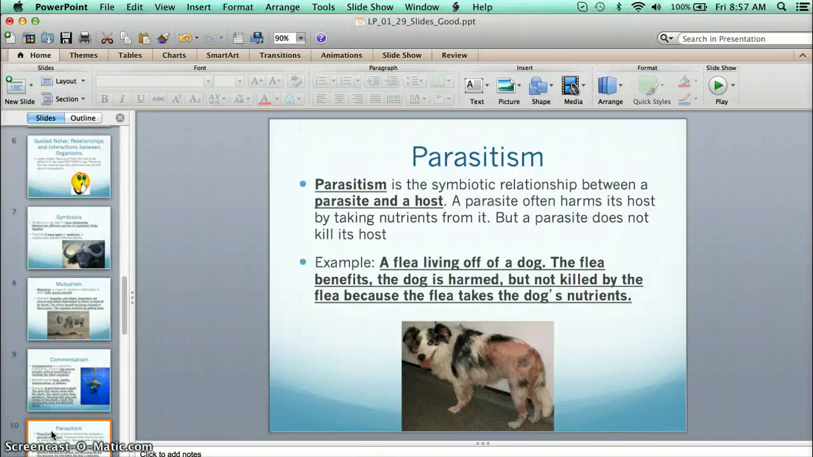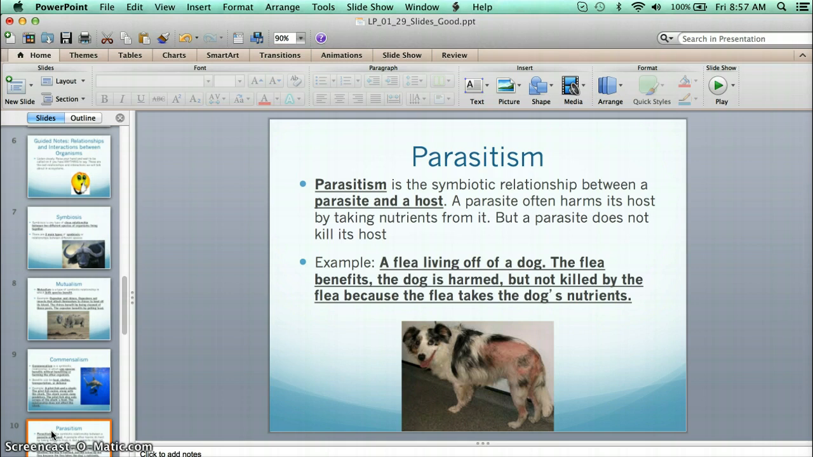So let's take this example in this awful picture right here of the dog. Okay, a flea. A flea is a type of parasite. A flea attaches itself to the dog. You often hear about flea sprays and medicines that dogs can take to avoid fleas attaching themselves to the dogs. But let's say the flea does attach itself to the dog. It lives off the dog. The flea benefits for sure, and the dog is definitely harmed.